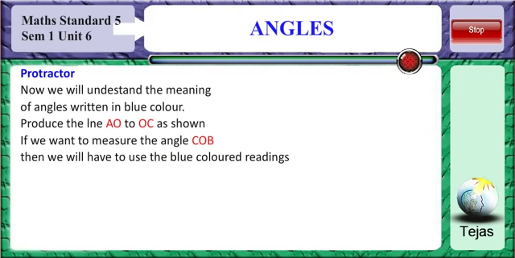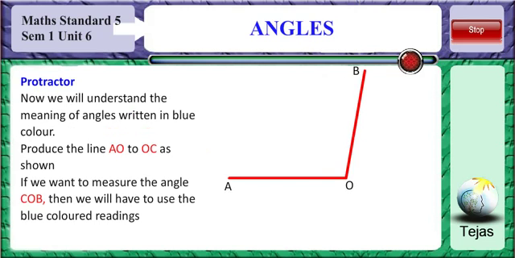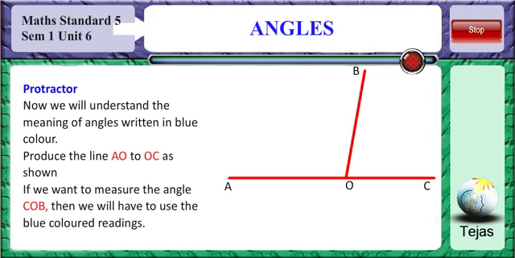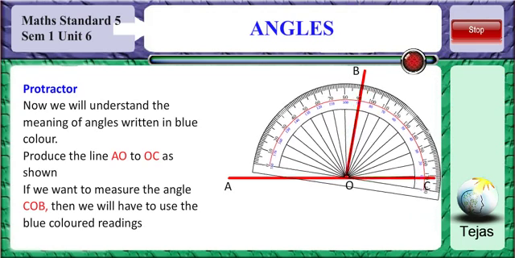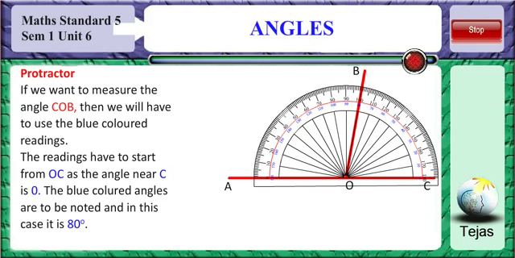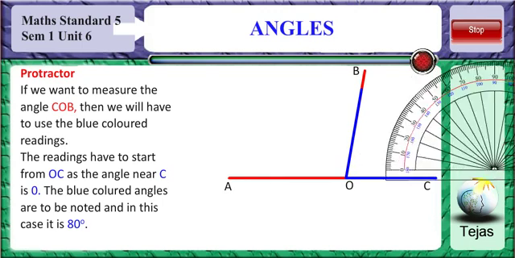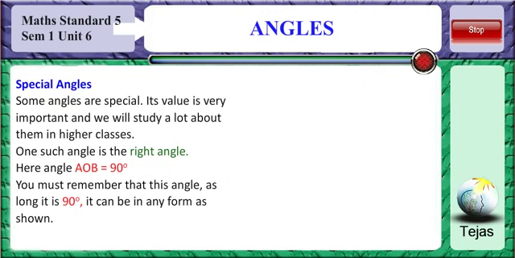Let us try to understand the meaning of angle written in the blue color. Produce the line AO to OC as shown. If we want to measure angle COB, then we will have to use the blue colored readings. The readings have to start from OC as the angle and we notice that the blue colored angle is 0 degrees. As we keep reading the blue angle, we notice that they are increasing and angle COB is 80 degrees.